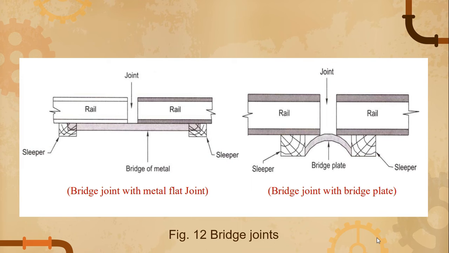So kung mapapansin natin yung figure, there are two types then ng bridge joint. Yung isa, yung with metal flat joint, mapapansin naman natin, yung metal is in flat. Tapos sa pangalawa, the bridge joint with bridge plate. So it is in the shape of a bridge and the other one is flat in shape. So yun lang yung kanilang pinagkaiba. But they serve the same purpose as a bridge joint. So those are the three classifications based on the position of the sleepers.